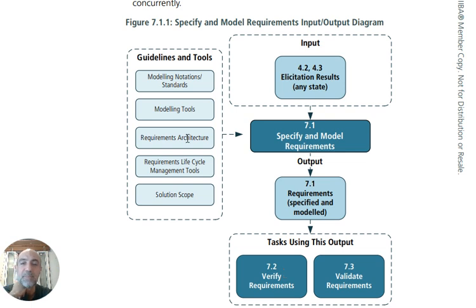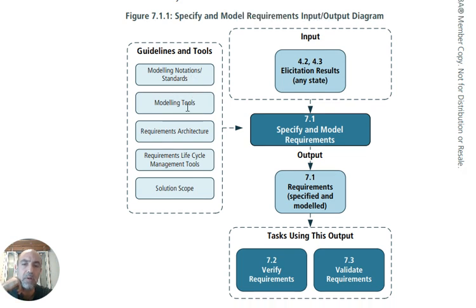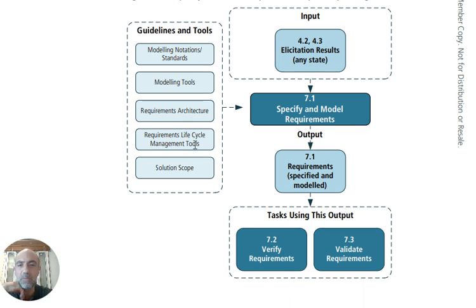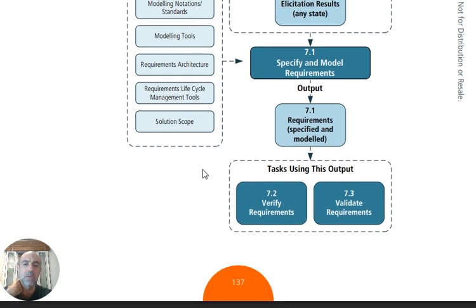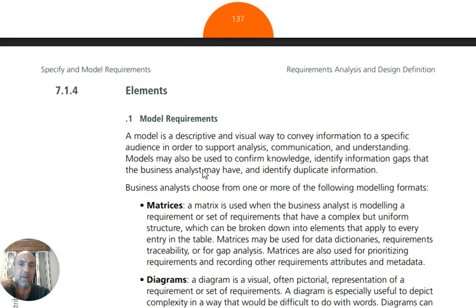Anyways, so the guidelines and tools, we have modeling notation standards, we have modeling tools, requirements architecture, requirements lifecycle management tools, and solution scope. All of these are happening right now here in this chapter 7.1, specify and model requirements.